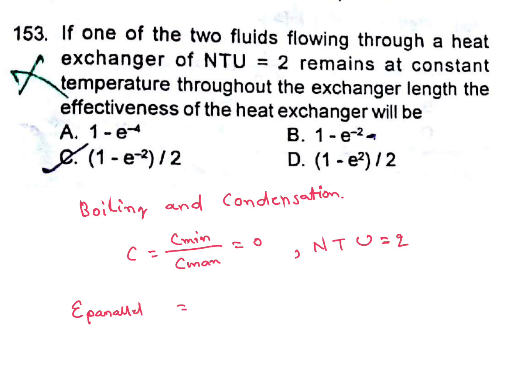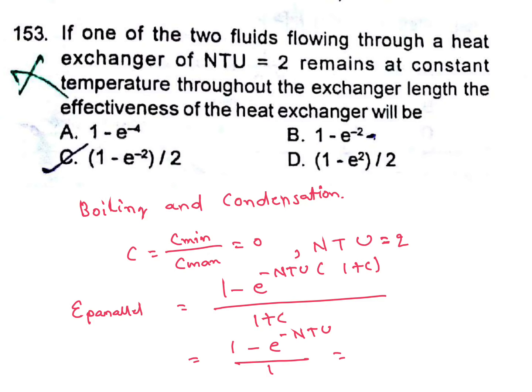Formula is 1 minus e to the power minus NTU into 1 plus C, divided by 1 plus C. The capacity ratio C we already got as 0. So it is 1 minus e to the power minus 2, as the NTU value is already given. So B is the answer.